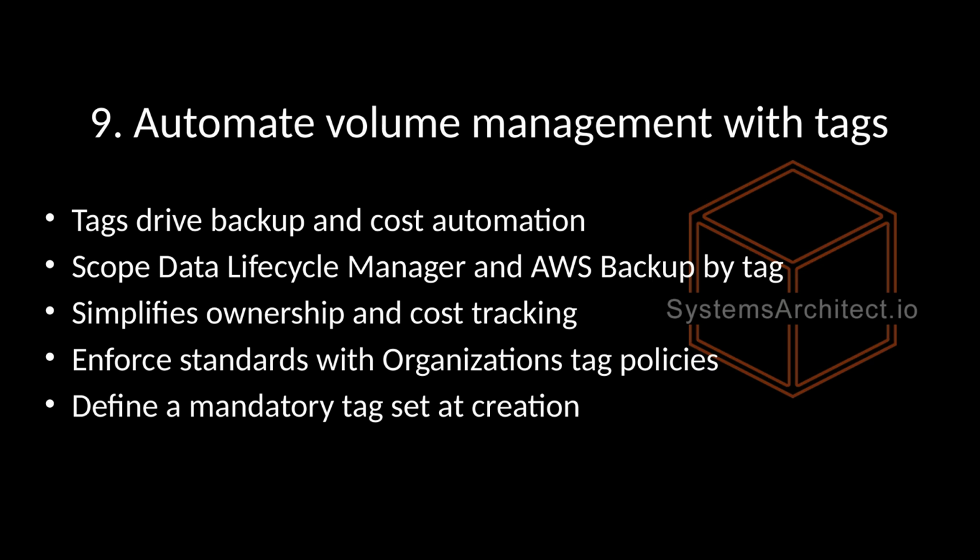9. Automate volume management with tags. Tags attach metadata like environment, owner, and cost center to every volume. That metadata drives automation across Data Lifecycle Manager and AWS Backup. Consistent tagging makes it easy to spot orphan volumes and cost spikes. Enforce a small, mandatory tag set at creation, not backfilled later.